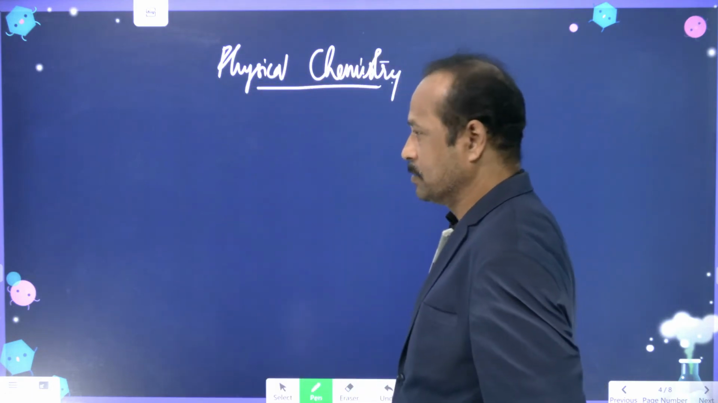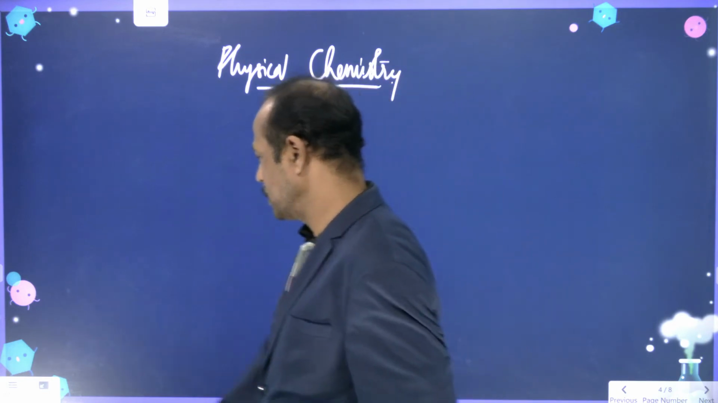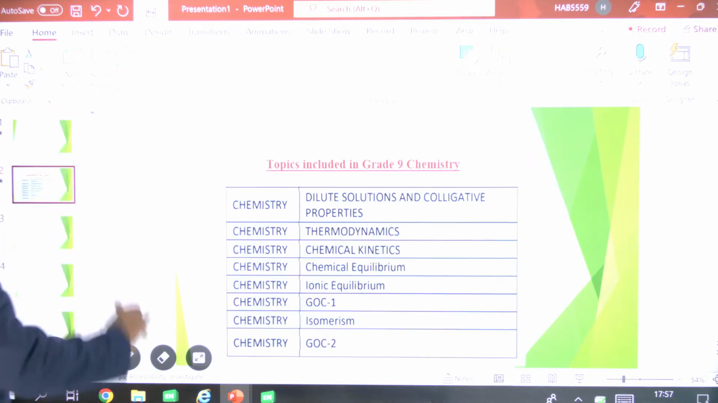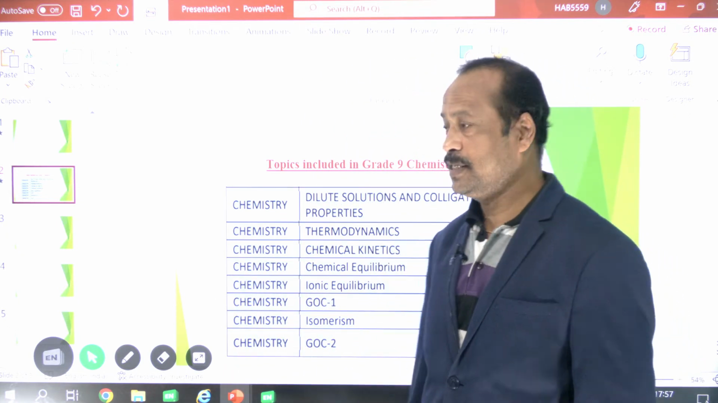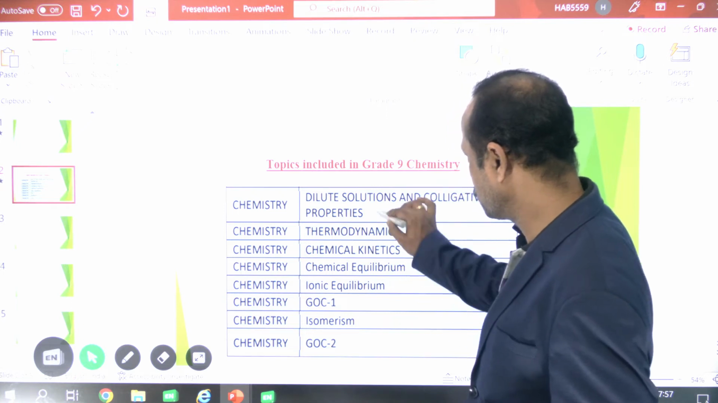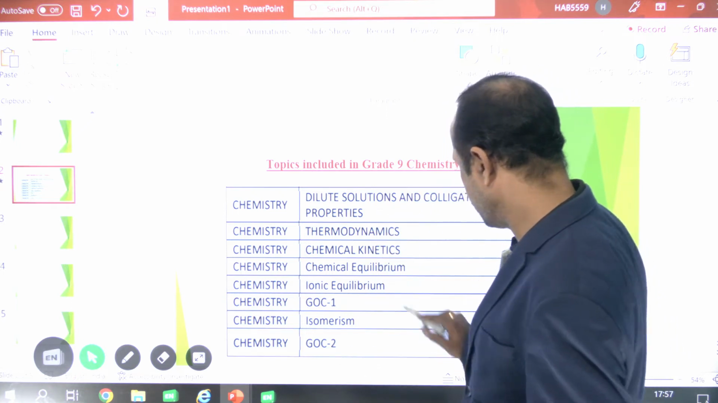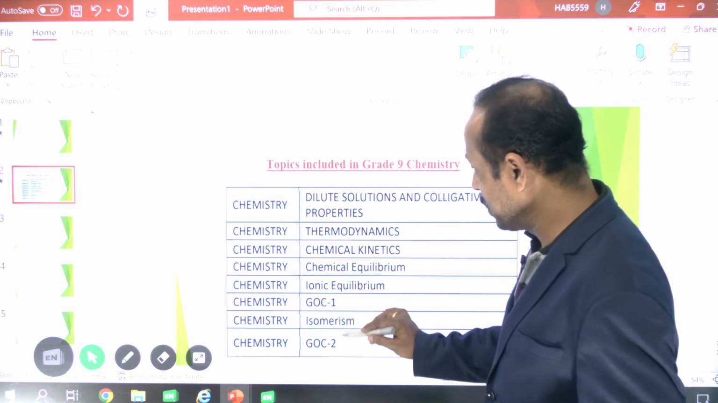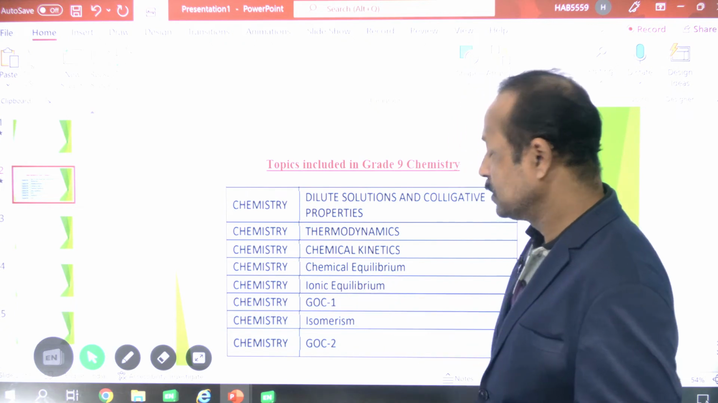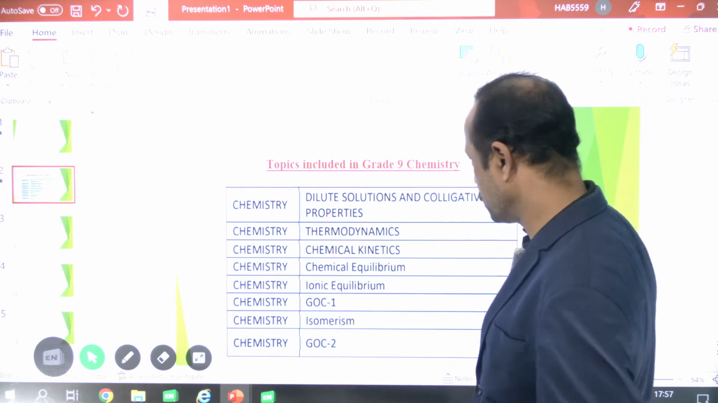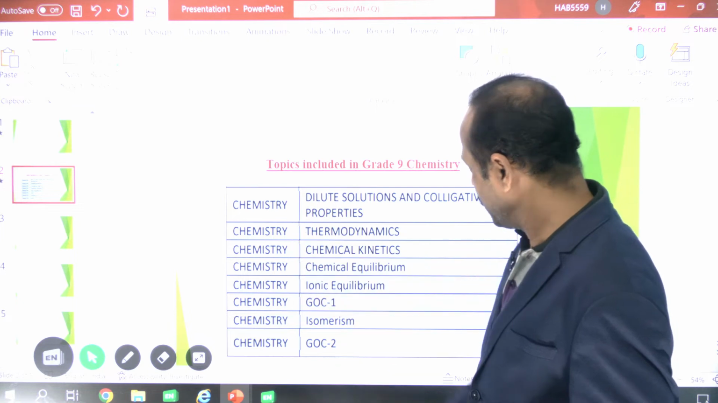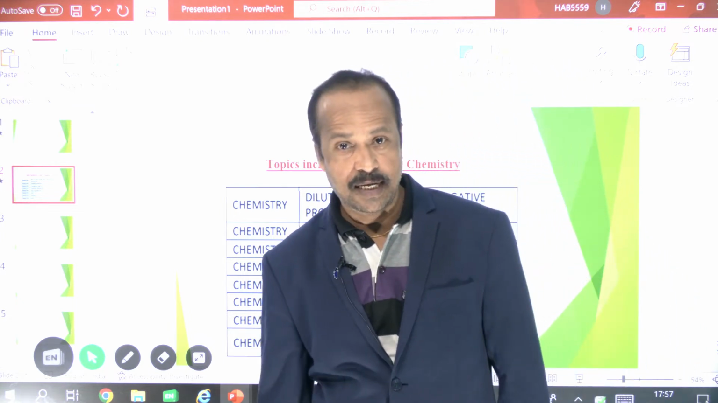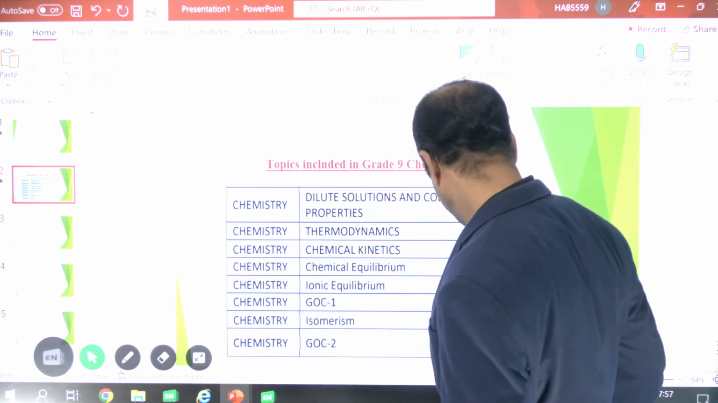That's all. Now in physical chemistry, what are you going to study? You are going to study all these things I showed in the slide. This slide is our 9th class syllabus, the IIT Foundation 9th class syllabus. Here we are going to study dilute solutions, thermodynamics, chemical kinetics, chemical equilibrium, ionic equilibrium, and general organic chemistry, isomerism. We are going to study this in the 9th class. All these topics come under physical chemistry, right?